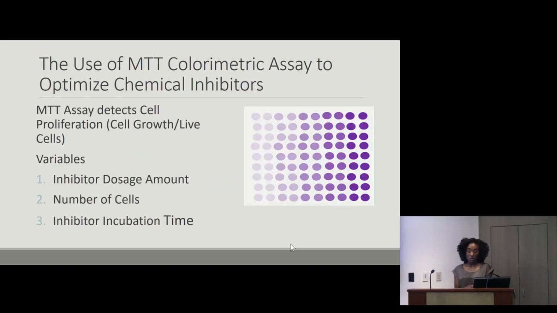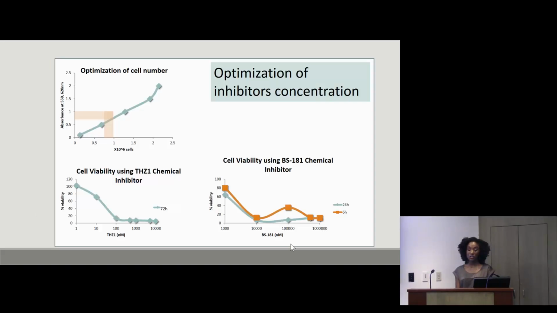So here's the optimization of the particular inhibitor. We conducted the MTT assay, and there were several variables that we had to change in order to make sure we weren't killing the cells with the inhibitor. First we had to change the amount of inhibitor dosage, the number of cells, and the incubation time in which the inhibitor was allowed to incubate with the cells over a period of time. And here I just included a 96-well plate that we used in order to look at the MTT assay. In the first chart at the top left, you'll see that we had to see how many cells we needed in order to have a good marker.